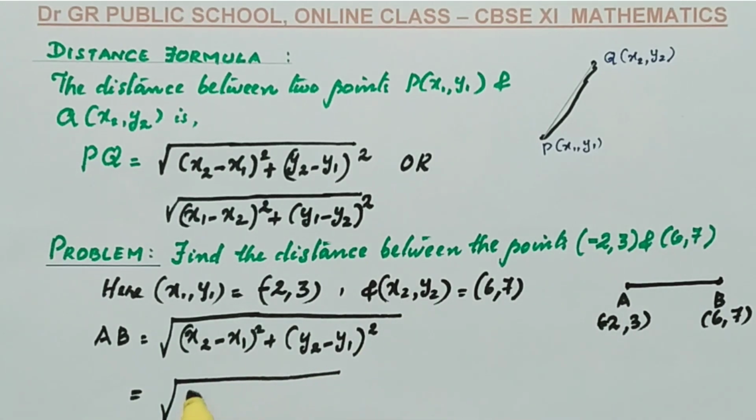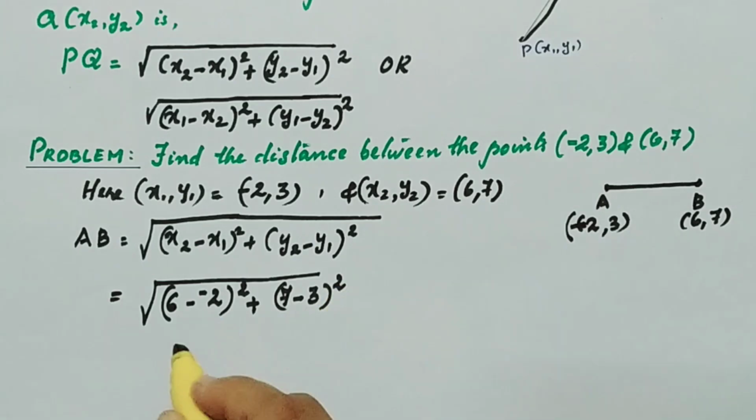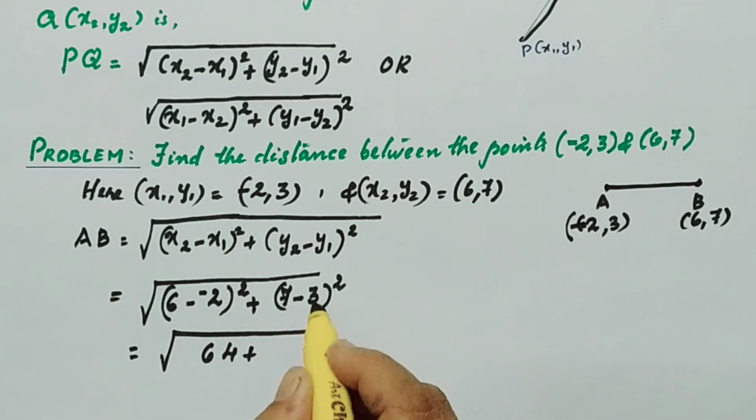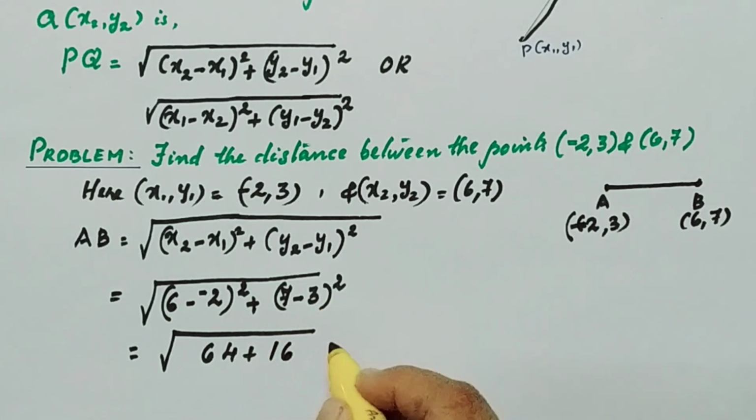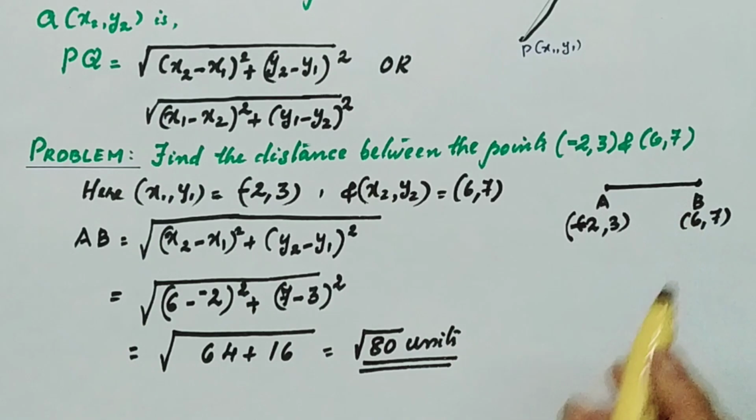What is the value of x2? x2 is 6 minus x1 is minus 2, so 6 minus minus 2, the whole square, plus y2 minus y1, that is 7 minus 3, the whole square, equals root of (6 plus 2) which is 8. 8 square is 64, plus 7 minus 3 is 4, 4 square is 16. 64 plus 16, root 80 units is the answer. This is the distance between these 2 points, root 80 units.